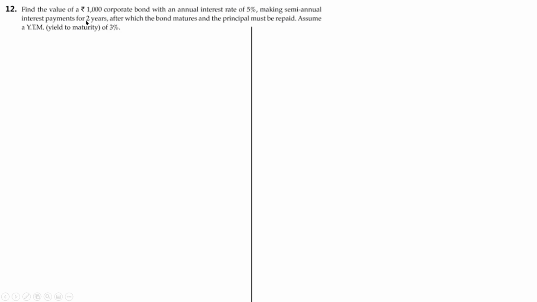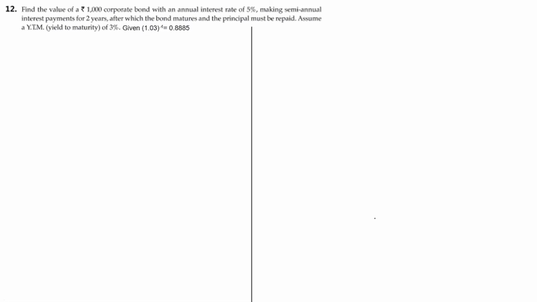Find the value of a rupees 1000 corporate bond with an annual interest rate of 5%, making semi-annual interest payments for 2 years, after which the bond matures and the principal must be repaid. Assume a yield to maturity of 3%. So here the face value of the bond is given, annual interest rate is given, and payments are made semi-annually for 2 years. So the bond matures after 2 years. And yield to maturity is also given. We need to find the value of this bond.